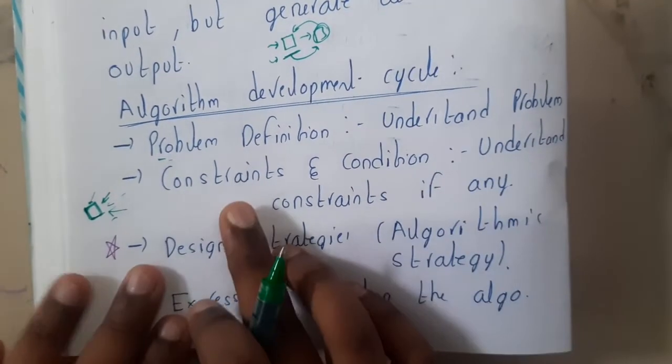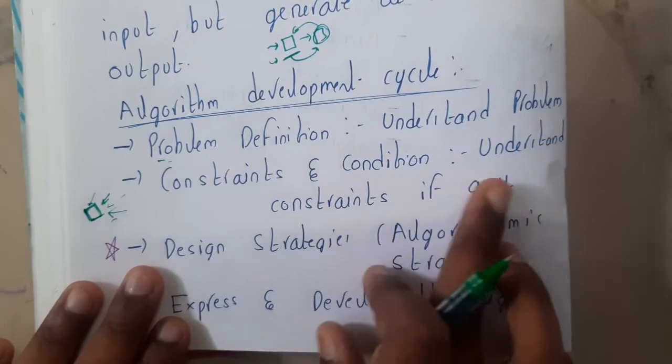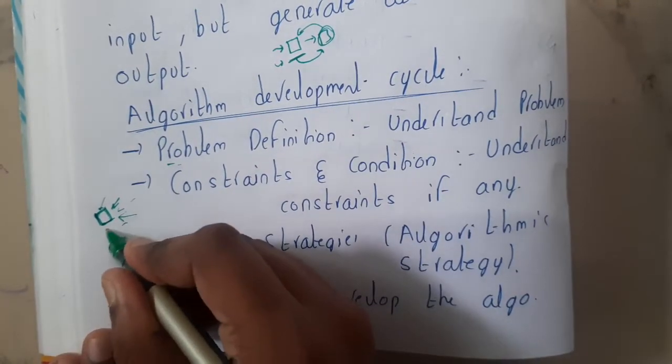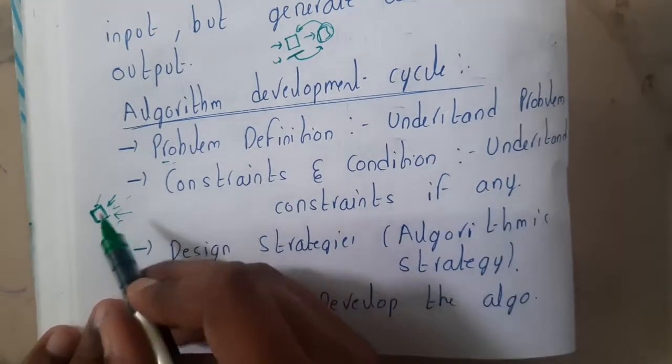The next step is constraints and conditions. Understand the constraints, if any. Assume that this is in some big city and you want to build an apartment.